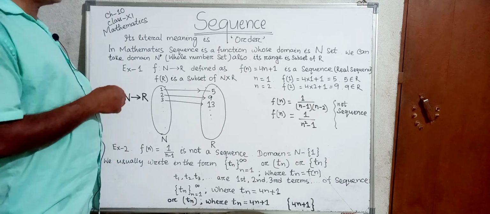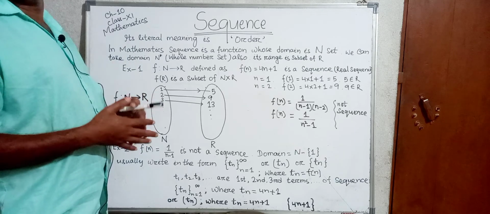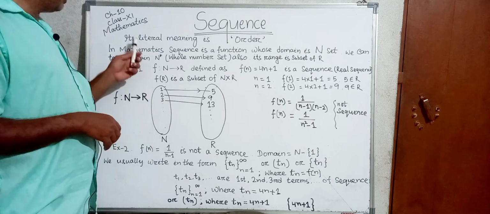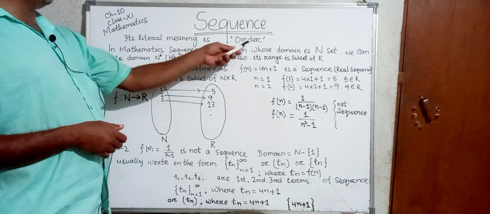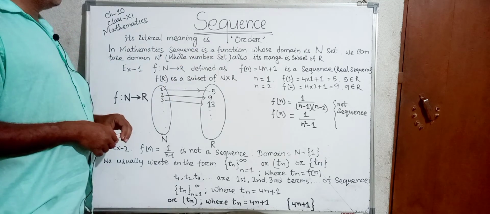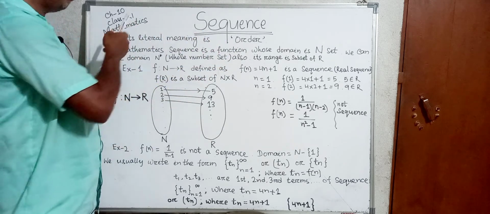First we should understand the literal meaning. What is the literal meaning of sequence? Its literal meaning is order, that means simply arrangement.